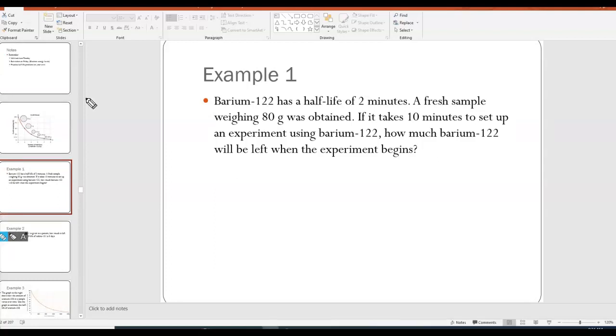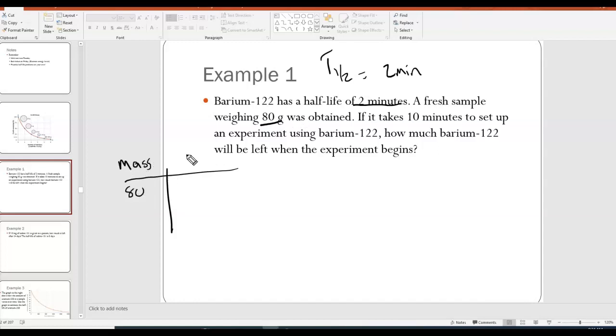Okay, so I like to approach this type of half-life question through a chart. I'm given the half-life is 2 minutes. Okay, so T1/2 is 2 minutes. Now, that means that at the beginning of the problem, if I have 80 grams, let's say, this is the mass of barium, it is 80 grams when the time t equals 0 minutes. Okay, so I start with 80 grams.